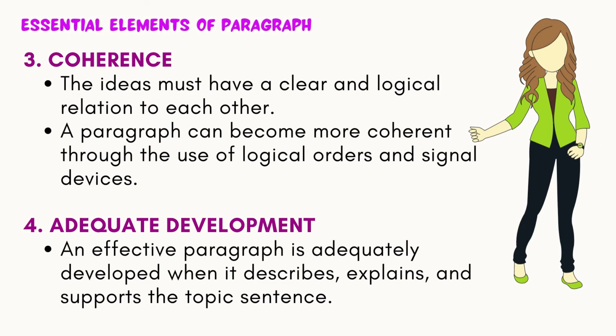Third is the coherence. The ideas must have a clear and logical relation to each other. A paragraph can become more coherent through the use of logical orders and signal devices. Fourth, adequate development. An effective paragraph is adequately developed when it describes, explains, and supports the topic sentence.